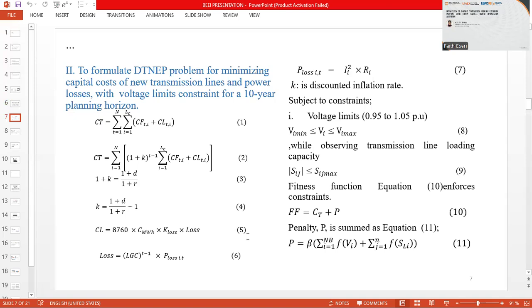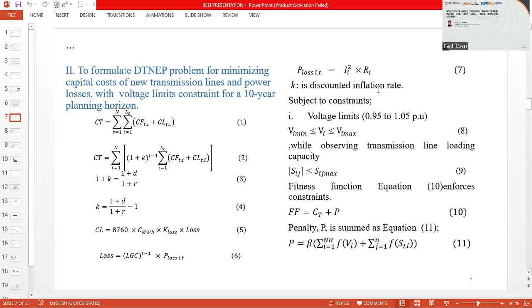And the loss can be formulated by this number of hours, 8,760 hours, the cost of a unit of megawatt, a unit of energy, and K loss is the loss coefficient, multiplied by the loss at that particular expansion year. And this can be further expanded to include the load growth coefficient and the losses as given in equation 6.